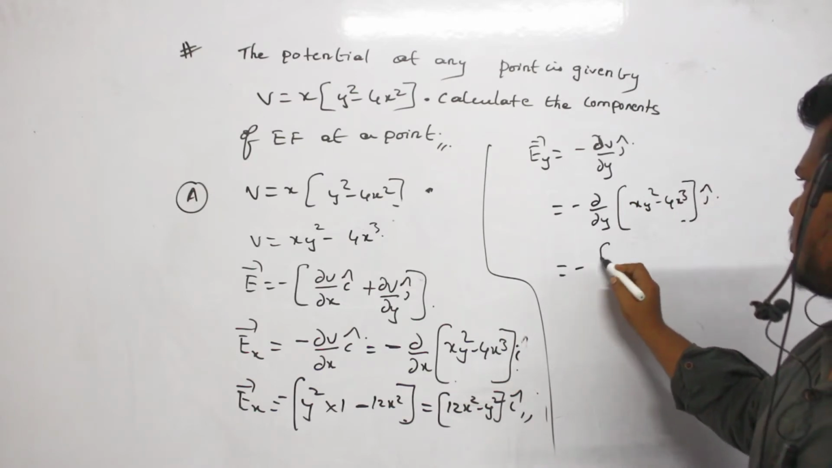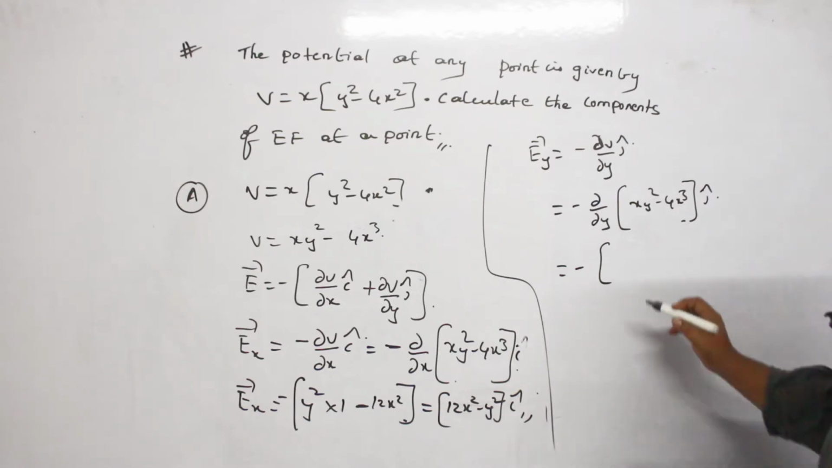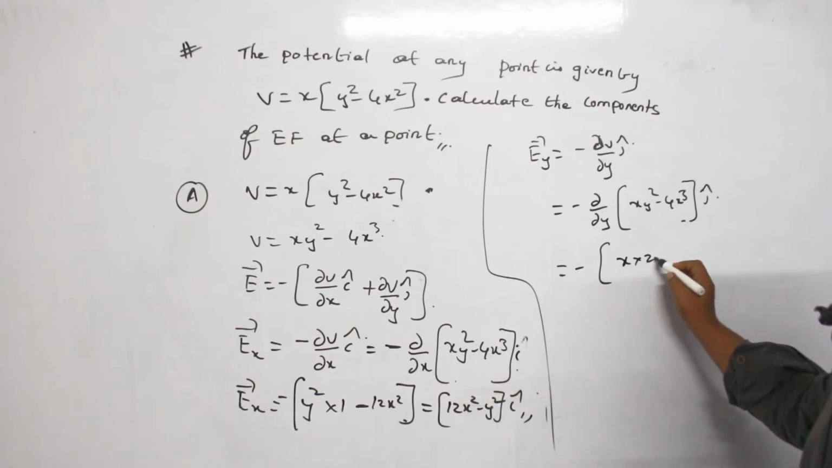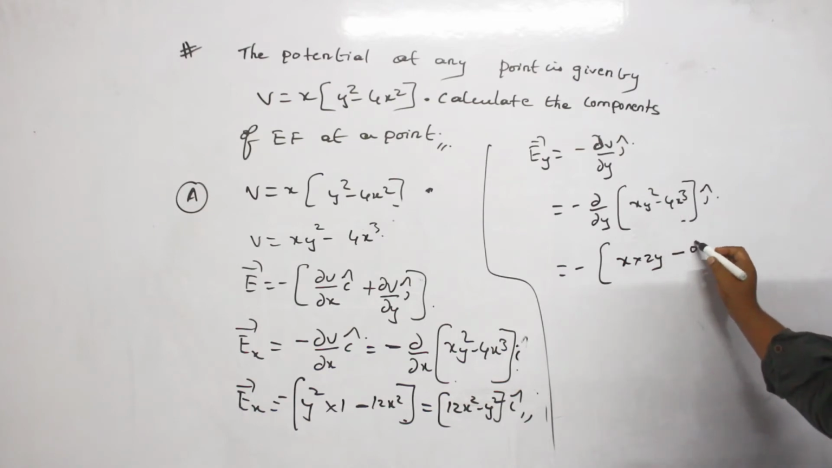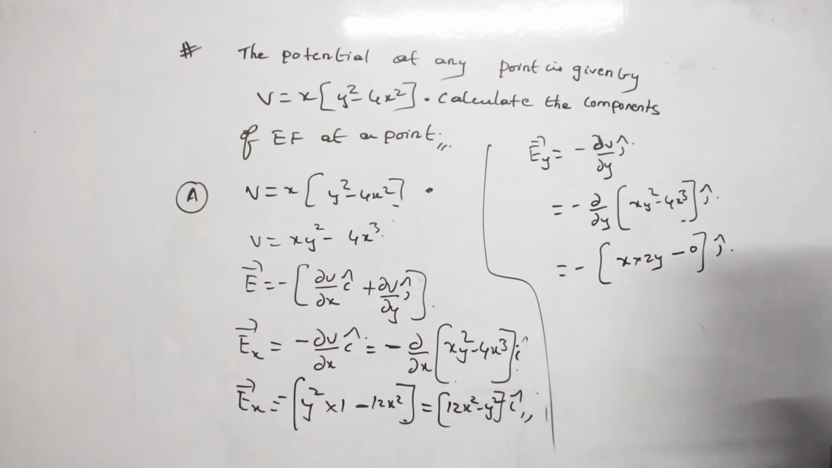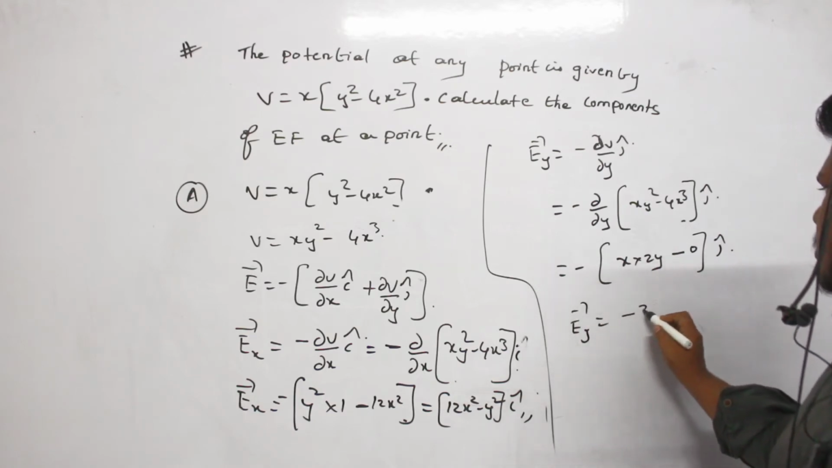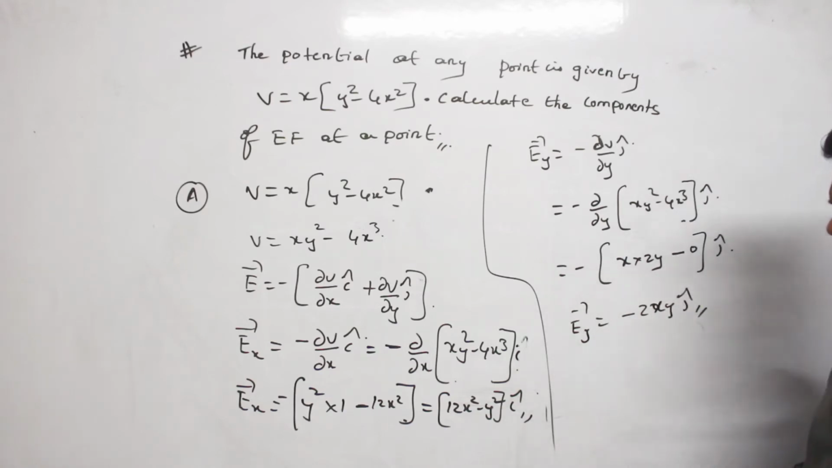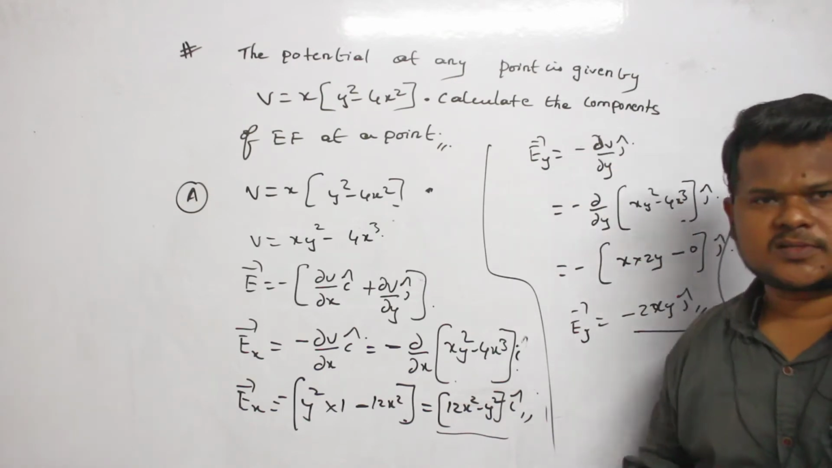Clear? So minus of, now can you say what is the partial differentiation of xy square? Now x is a constant, no? So x into differentiation of y square is 2y. Clear? So minus partial differentiation of 4x cube is 0. Why? Because 4x cube is a constant in this condition. So therefore Ey dash is equals to how much? Minus 2xy j cap. Clear? So this is the component of electric field along x-axis, this is the component of electric field along y-axis. That is the answer which he is asking, no? That's all.